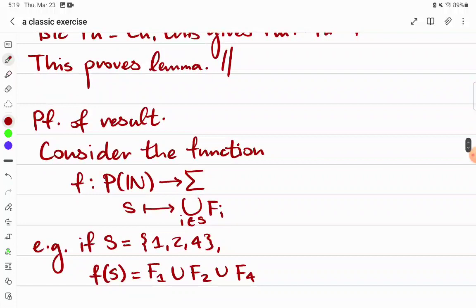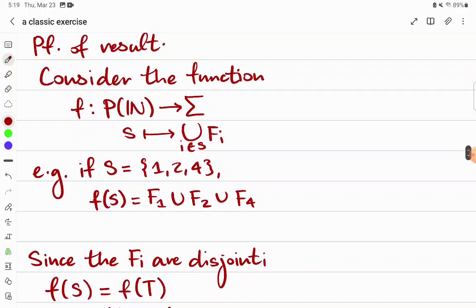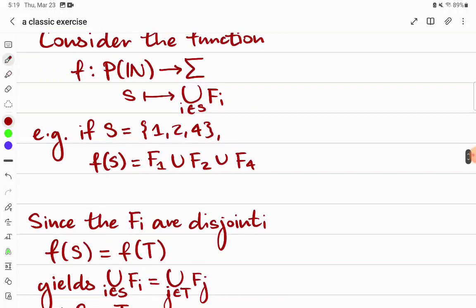Alright, and we want to show now that this function f is injective because that means it is weakly increasing on cardinality. Since the f sub i are disjoint, we can consider the following. If f of s equals f of t, where s and t are two potentially different sets of natural numbers, that means that we have the following equality of unions, where the union across f sub i, where i ranges across s, and that across t, are going to be equal. However, since the f sub i are each disjoint pairwise, the only way for these two unions to be equal is if s and t match exactly as sets of natural numbers.